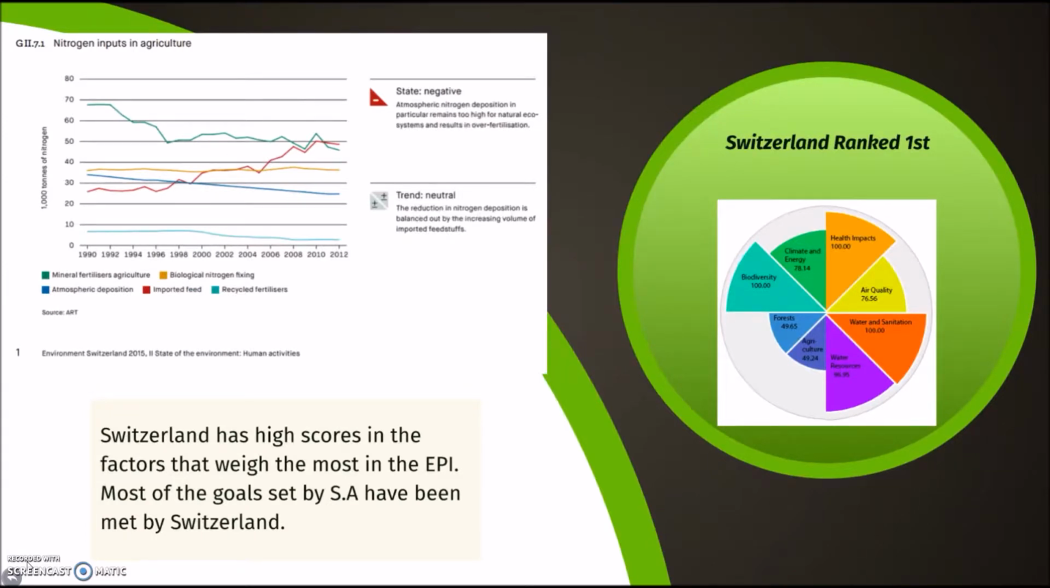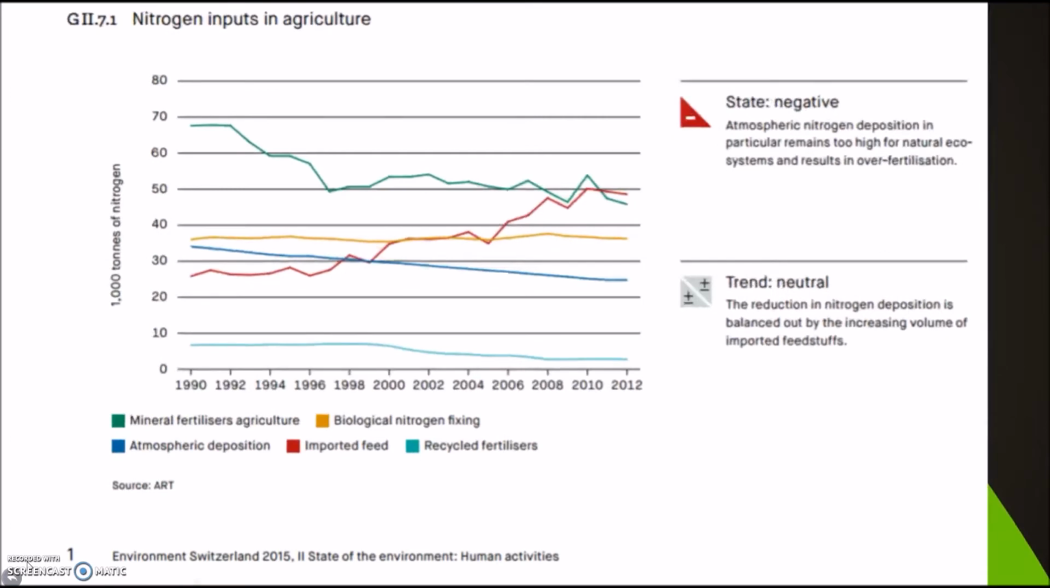So what Switzerland is doing that South Africa is not is that it has goals set, and those goals are in relation to the factors that they need to work on the most, which was not evident in South Africa's environmental management strategic plans. As you can see over here, Switzerland has focused on the nitrogen inputs in agriculture.